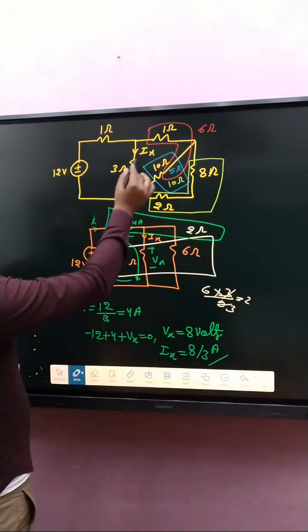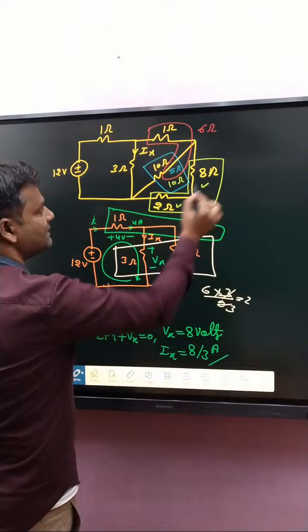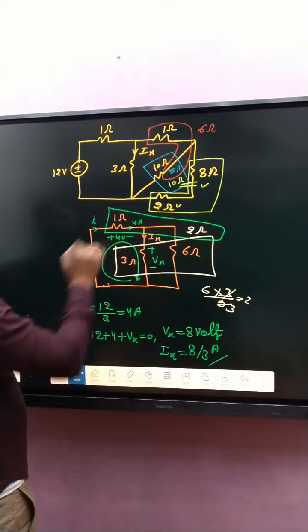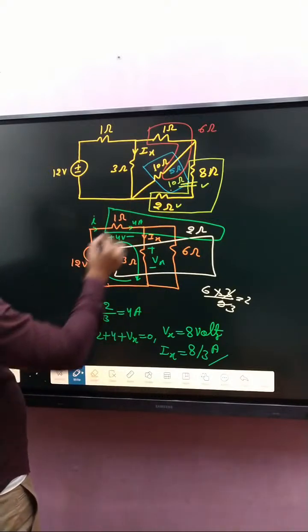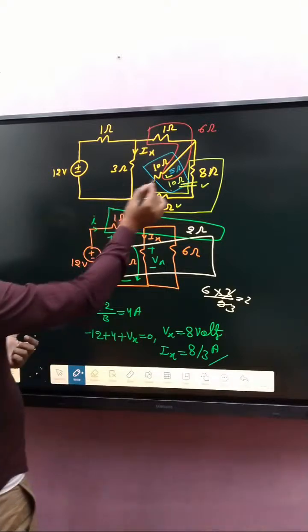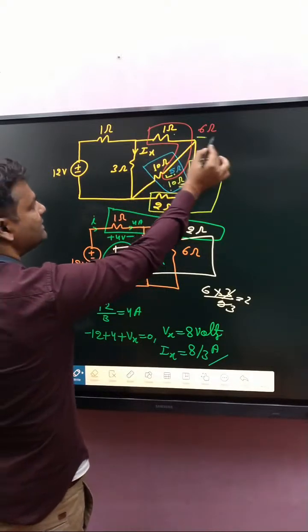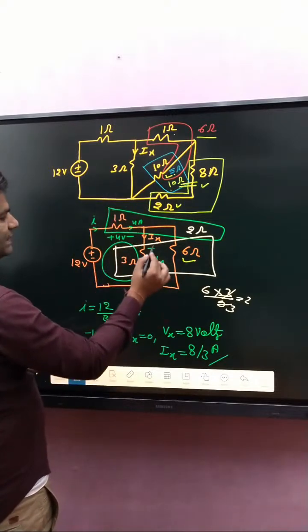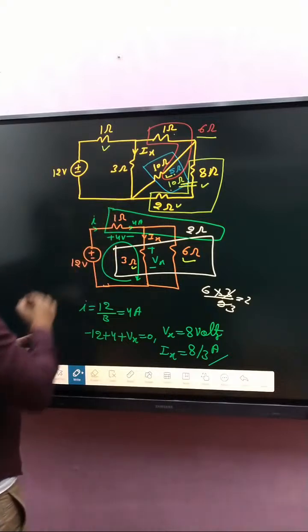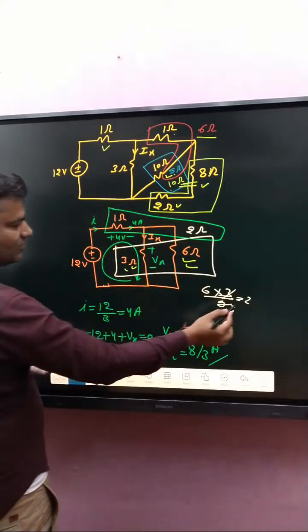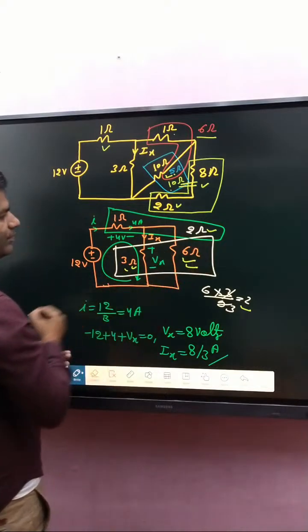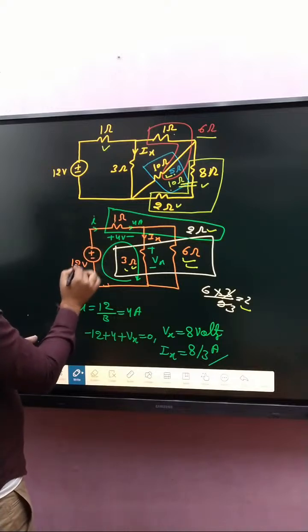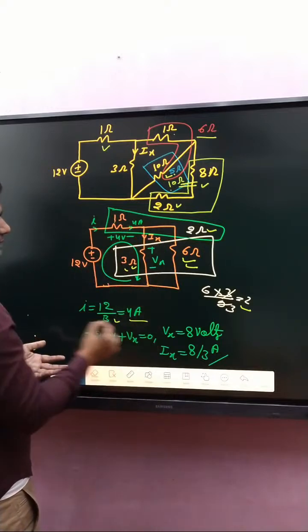First of all, our motto is to determine Ix. So we have considered these two resistors are in series. So the combination of these two, how much? That is 10 ohm. After that, 10 ohm and 10 ohm are parallel, so the combination is 5 ohm. 5 ohm and 1 ohm in series, so 6 ohm. 6 ohm and 3 ohm. Combination of 6 and 3 is 2 ohm. 2 ohm and 1 ohm in series. So I is 12 divided by 3, that is 4 ampere.